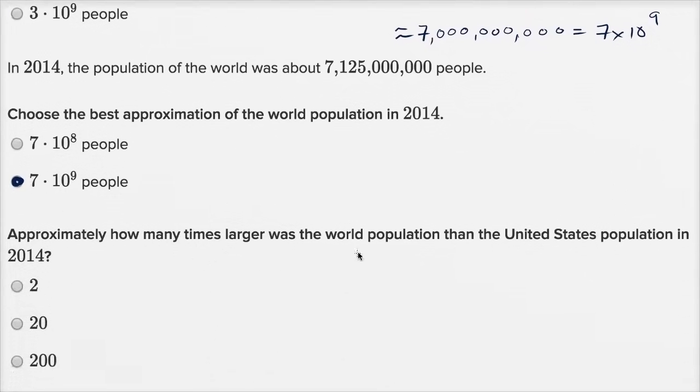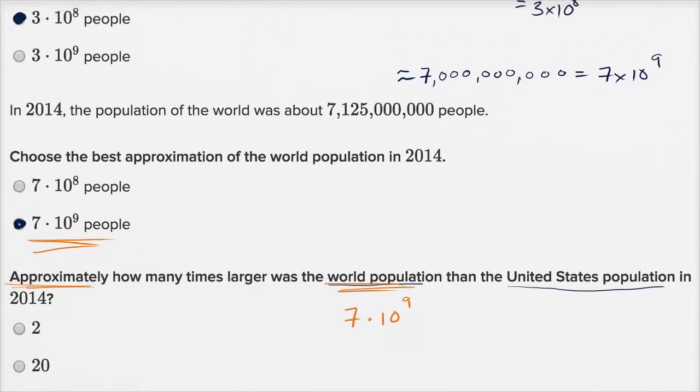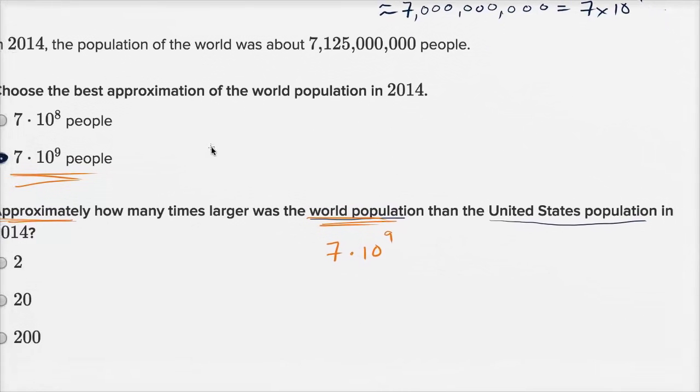Approximately how many times larger was the world population than the United States population in 2014? Well, what was the world population? Once again, they're saying approximately. And they're saying 2, 20, 200. So if we're using the approximation, the world population was 7 times 10 to the 9th power. And the United States population, we said it was roughly in 2014, 3 times 10 to the 8th.